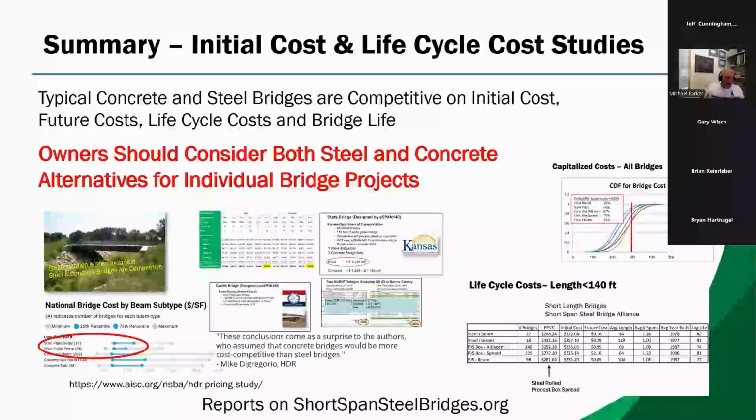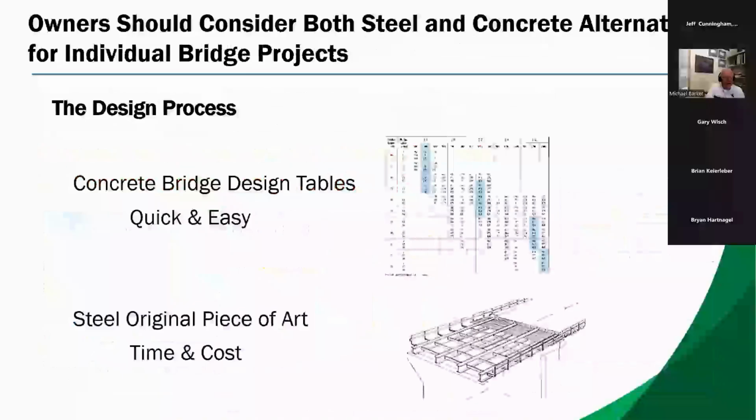And all of those studies come to the same result or conclusion: that typical concrete and steel bridges are competitive on initial costs, future costs, life cycle costs, and bridge life. That preconception is a misconception, and owners should consider both steel and concrete alternatives for their individual bridge projects. I show a bunch of stuff here, but you can look at all these reports on the website, shortspansteelbridges.org.